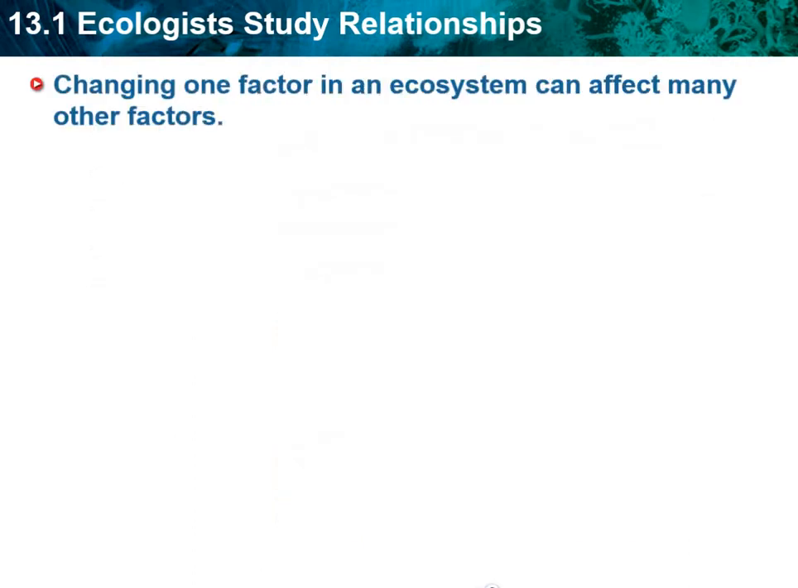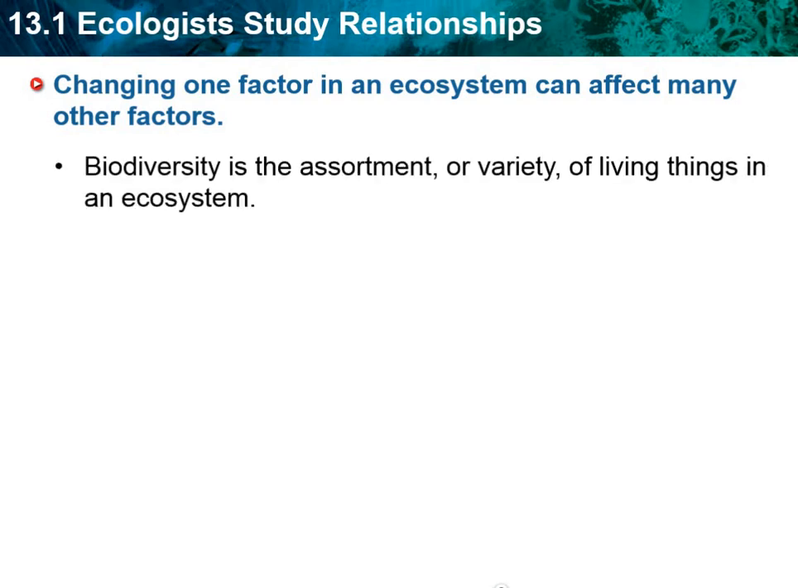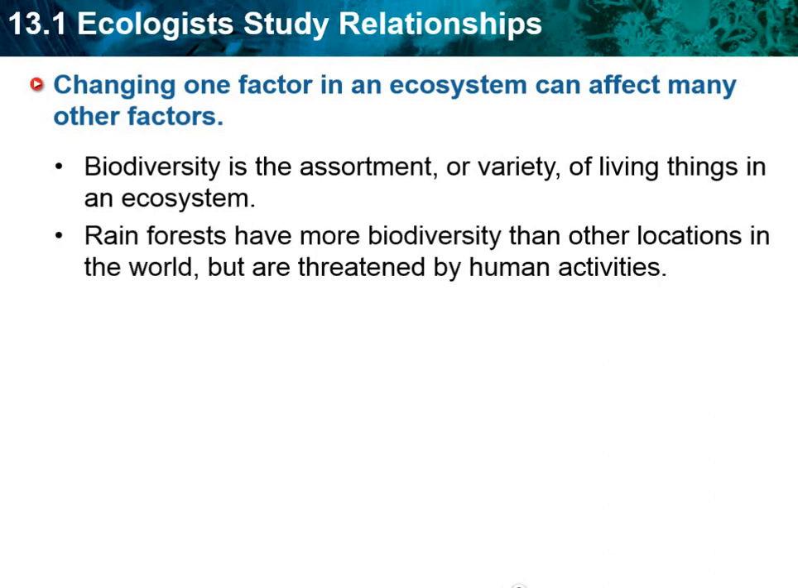So when we change one factor in an ecosystem, it may affect other factors in that ecosystem as well. Biodiversity is the assortment or variety of all living things in an ecosystem. So it's a wide variety of things that you find there that are alive. Rainforests, for example, have a ton of biodiversity, more than other locations in the world, but are threatened by human activities. Same thing if you're looking at oceans. Coral reefs are considered the rainforests of the ocean in that they have a lot of life, and they're easily affected by human activities.